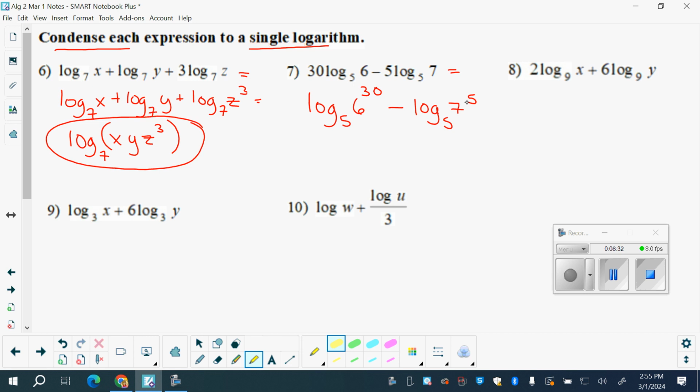So now what do we do with that subtraction? We make a division. So this is log base 5 of 6 to the 30 divided by 7 to the 5th. Is that order important? Is it important that the 6 to the 30th is on the top? Yes, because it's subtraction. We have to keep that order as is. Okay.